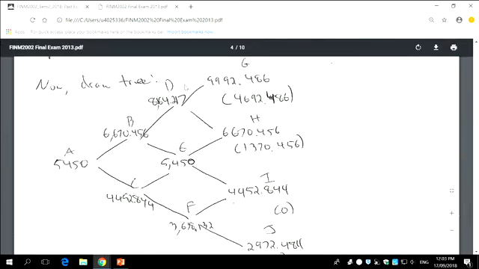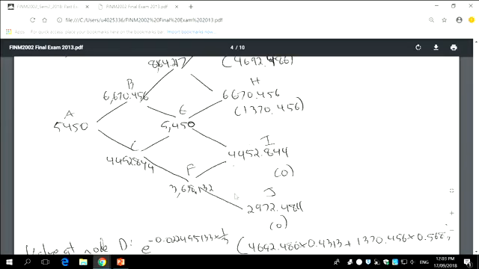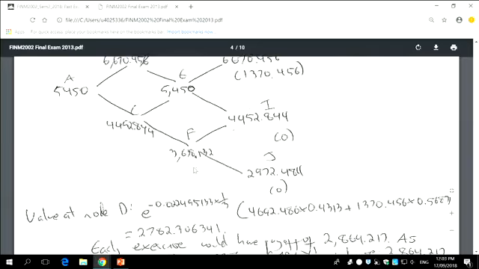So now I have to find the values at the nodes. So in this time tree here, there's no value to find here, right? Because 0 and 0 goes back, and the exercise price is 5,300, so you wouldn't exercise it here. But we are going to worry about D and E.